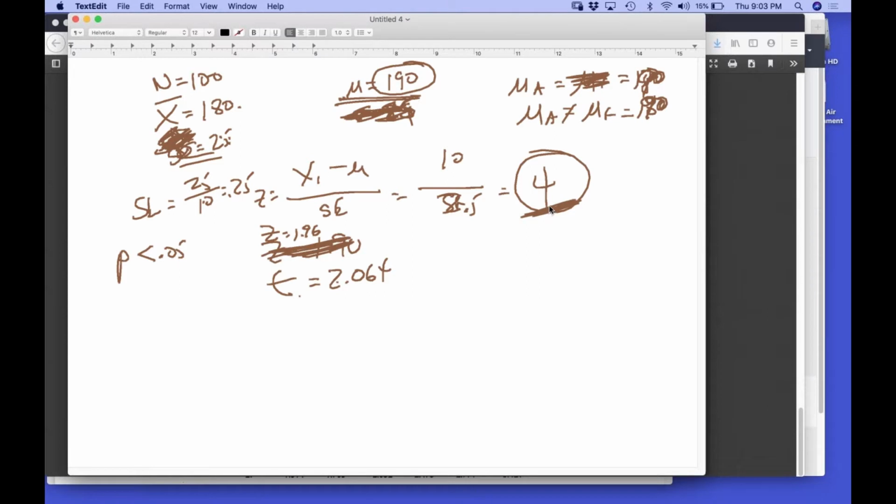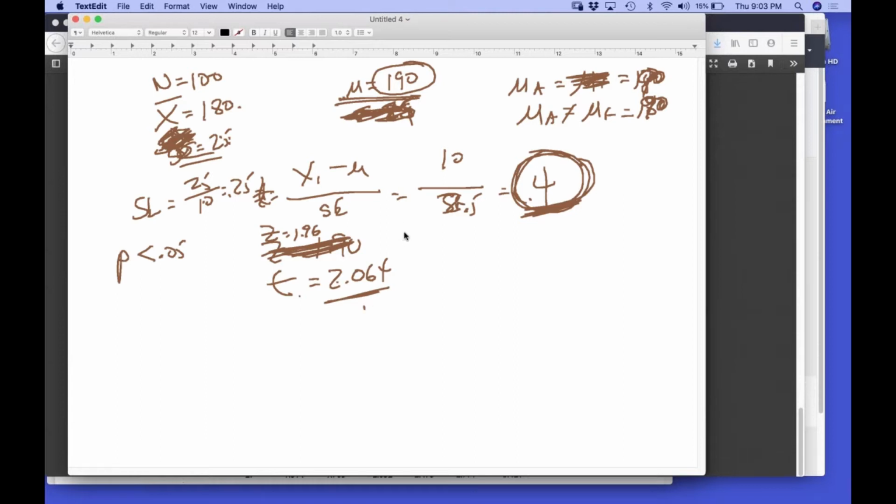Well, yes, I can, because the number of standard errors apart, the t value that I calculate, is 4. I only need to exceed 2.06. Okay? It didn't change the outcome this time.